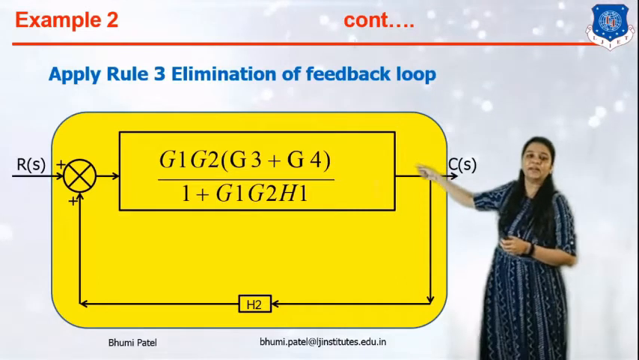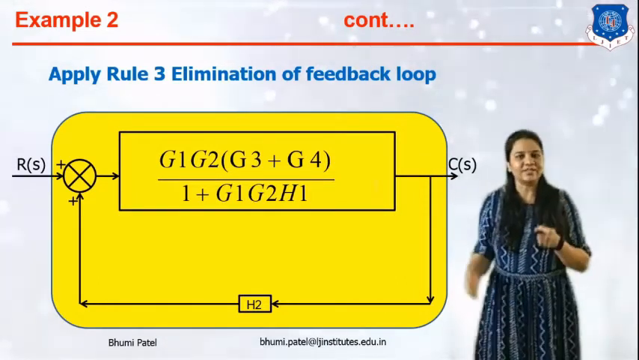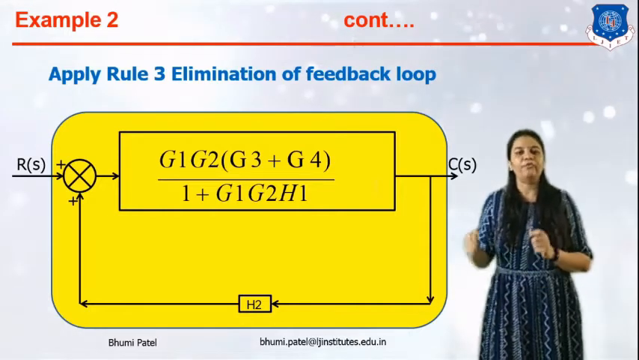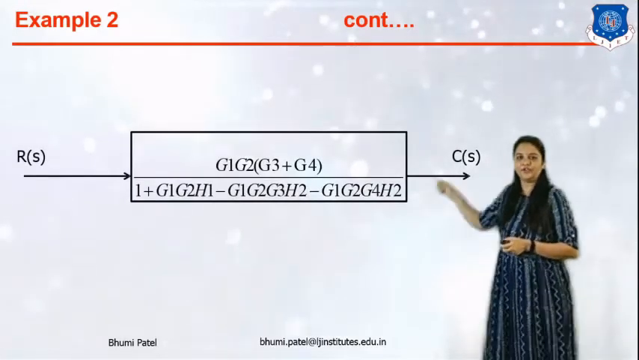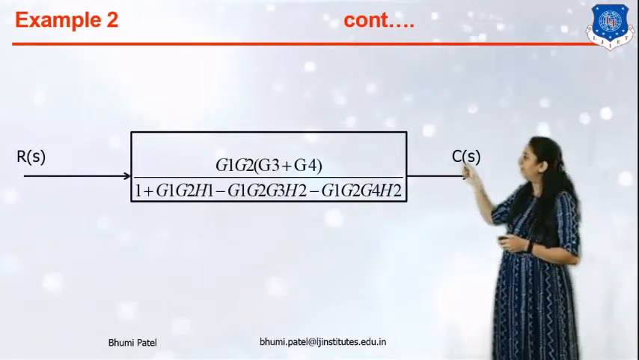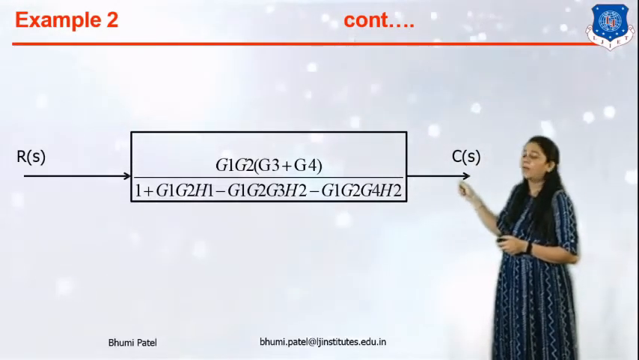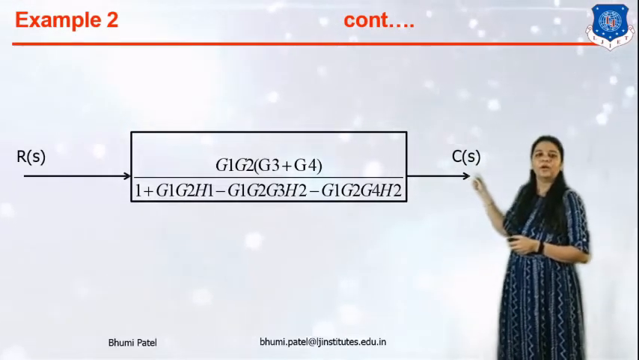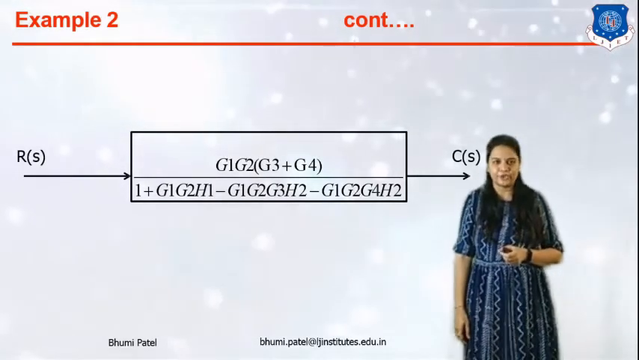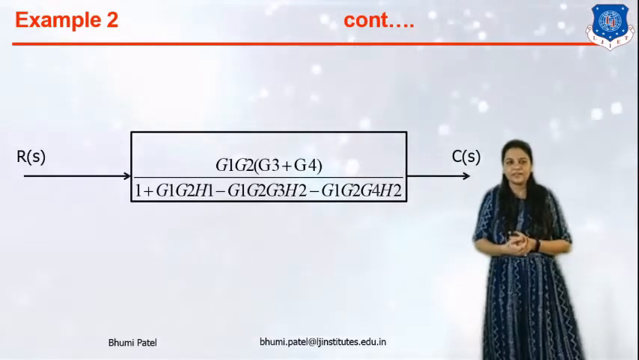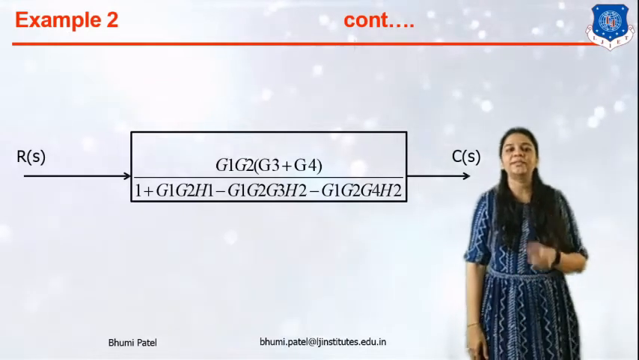Here the feedback signal sign is positive, so we can write 1 minus forward part into feedback part gain. So we can get G1 G2 in bracket G3 plus G4 upon 1 plus G1 G2 H1 minus G1 G2 G3 H2 minus G1 G2 G4 H2. Okay, now the final step is we have to find the transfer function of the system.